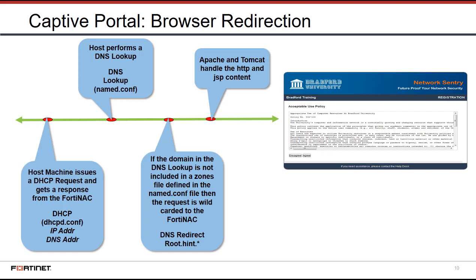Then Apache and Tomcat Portal are used to present the page to the host. So anywhere that host tries to go, with an exception of a handful of sites, it's going to keep getting that same page. You must agree or disagree, or you must register. It depends on how the portal has been configured. And this is how the captive portal process works.